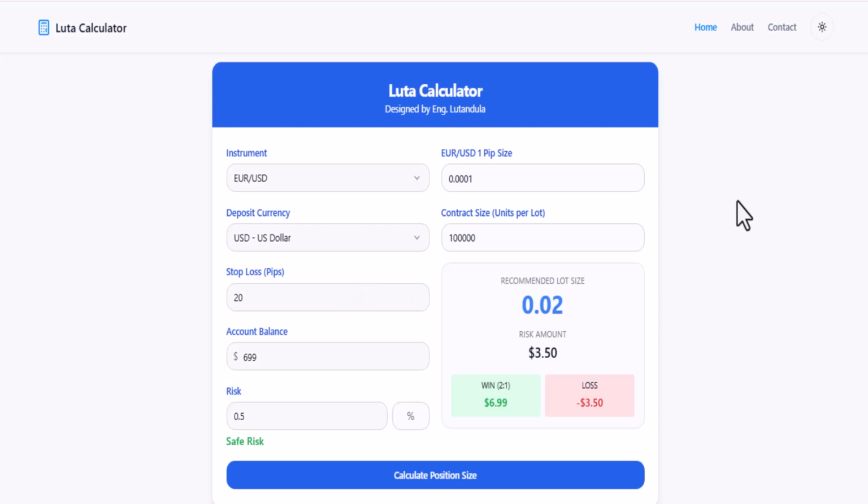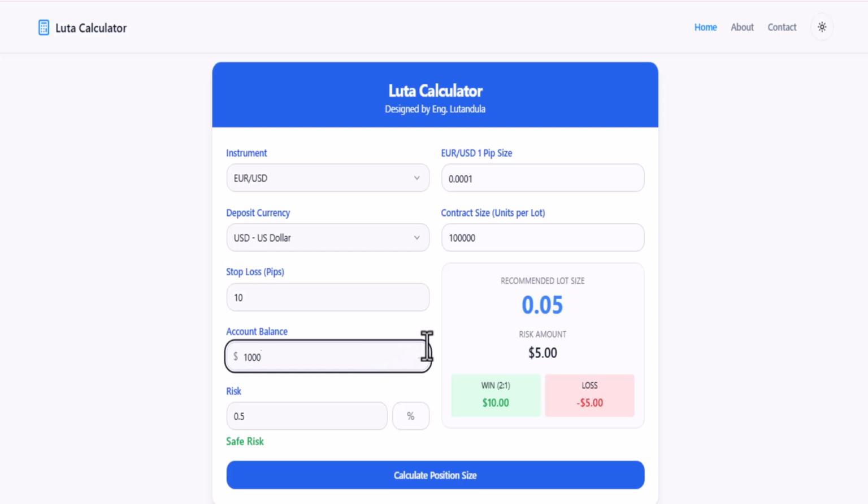Now, enter your stop loss in pips. This is the distance between your entry price and your stop loss. If you're setting a 10 pip stop loss, just type in 10. This tells the calculator how much you're willing to risk per trade. Enter your total trading balance. This is important because it helps the calculator determine how much you should risk.